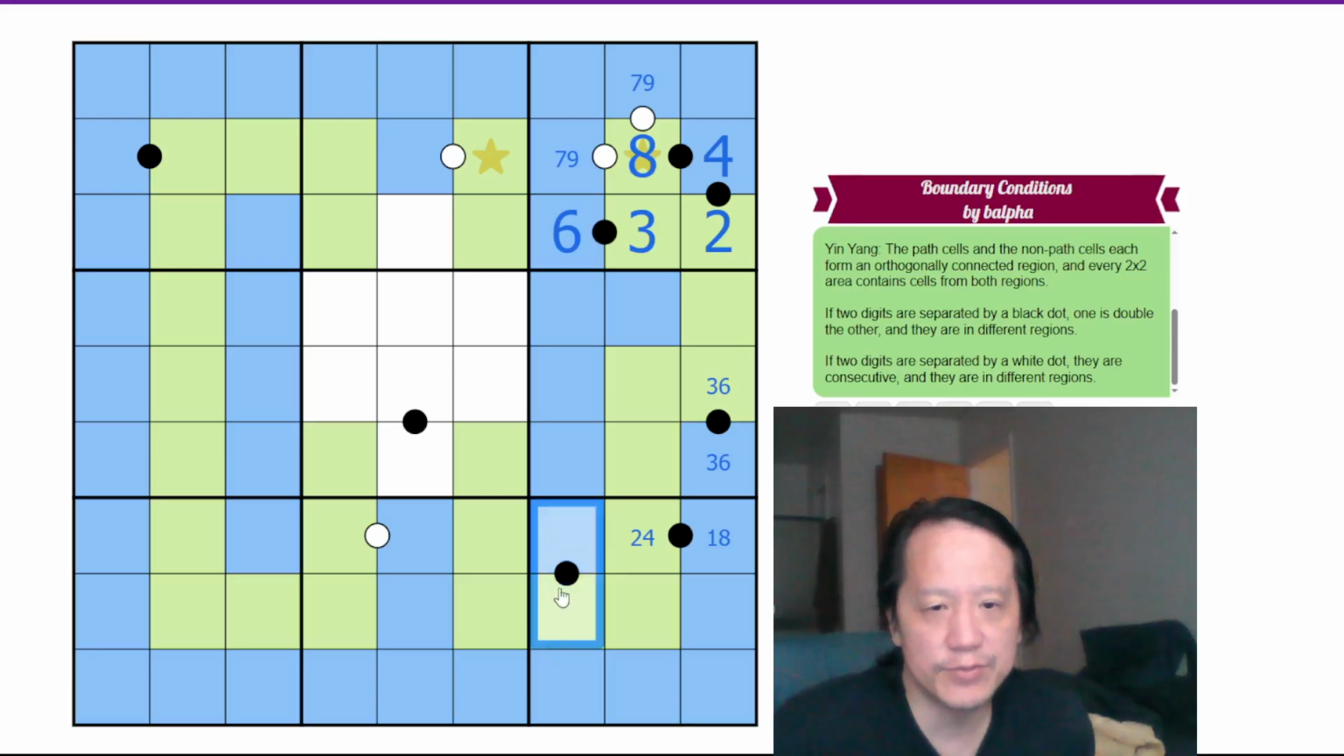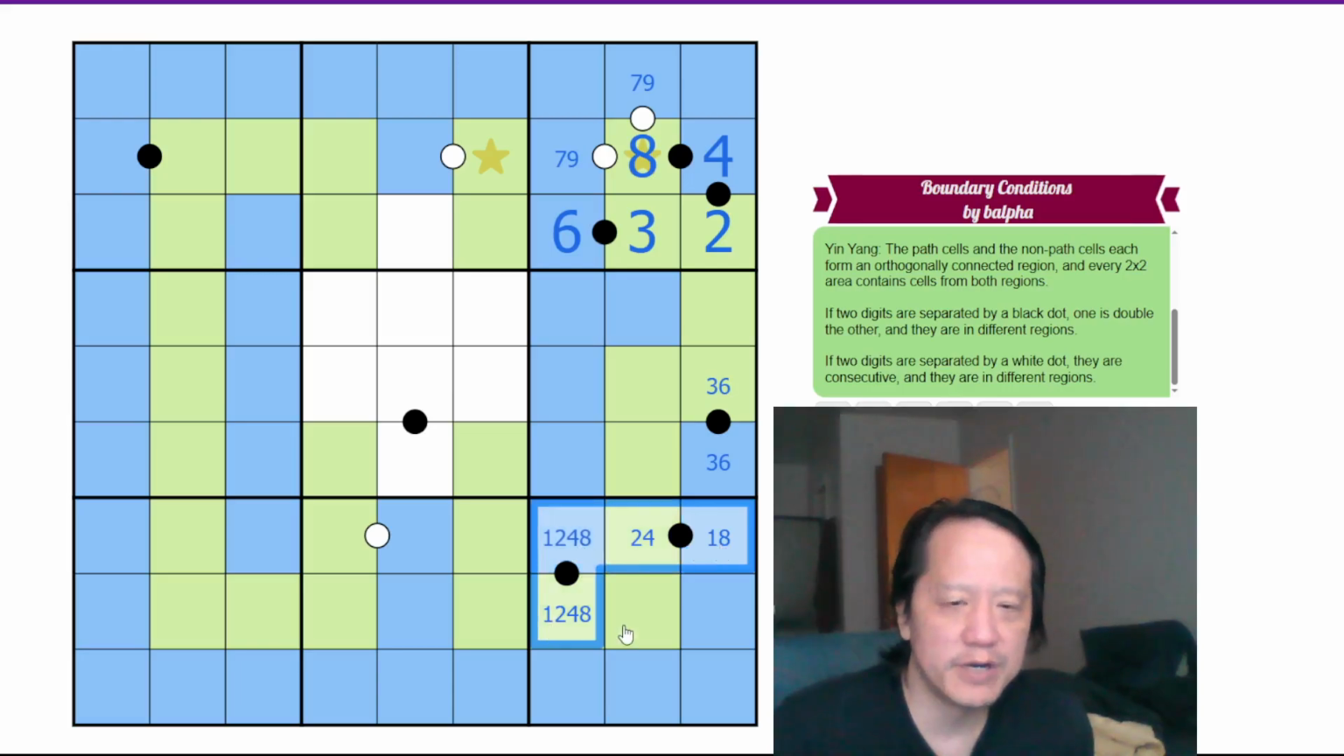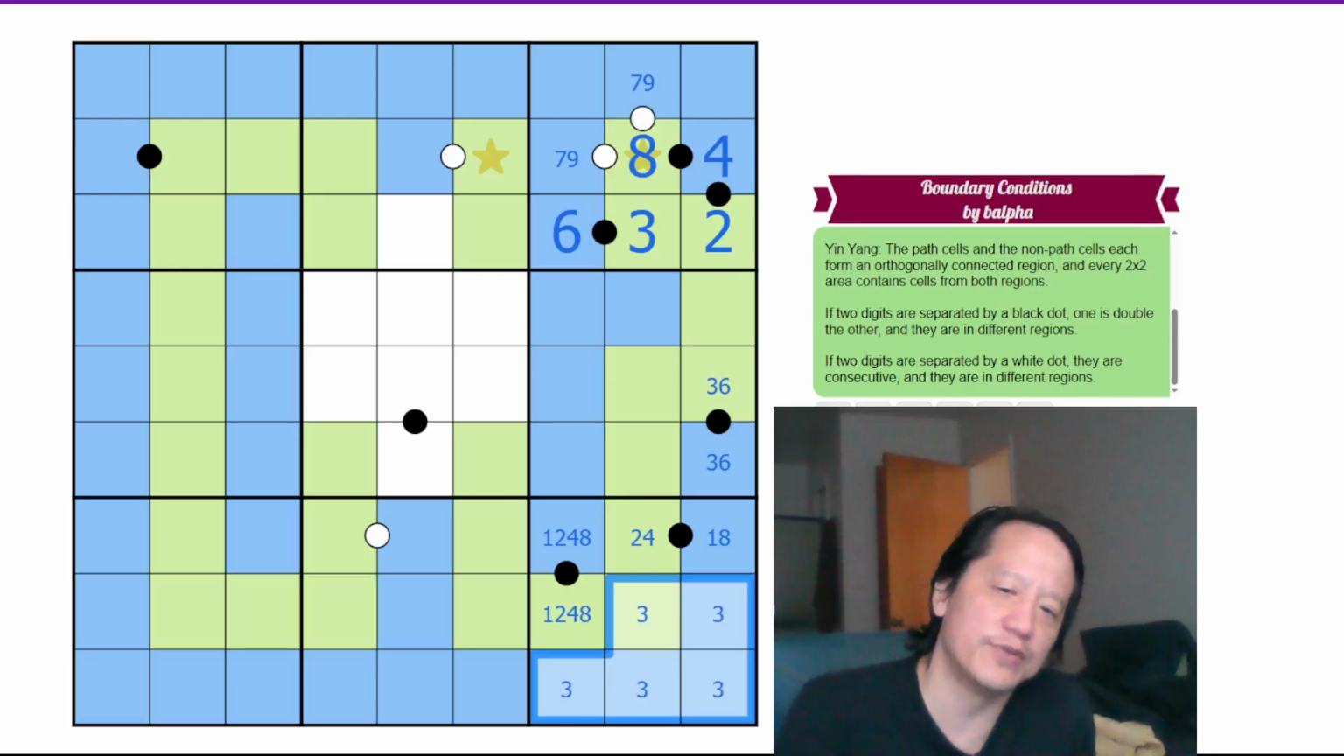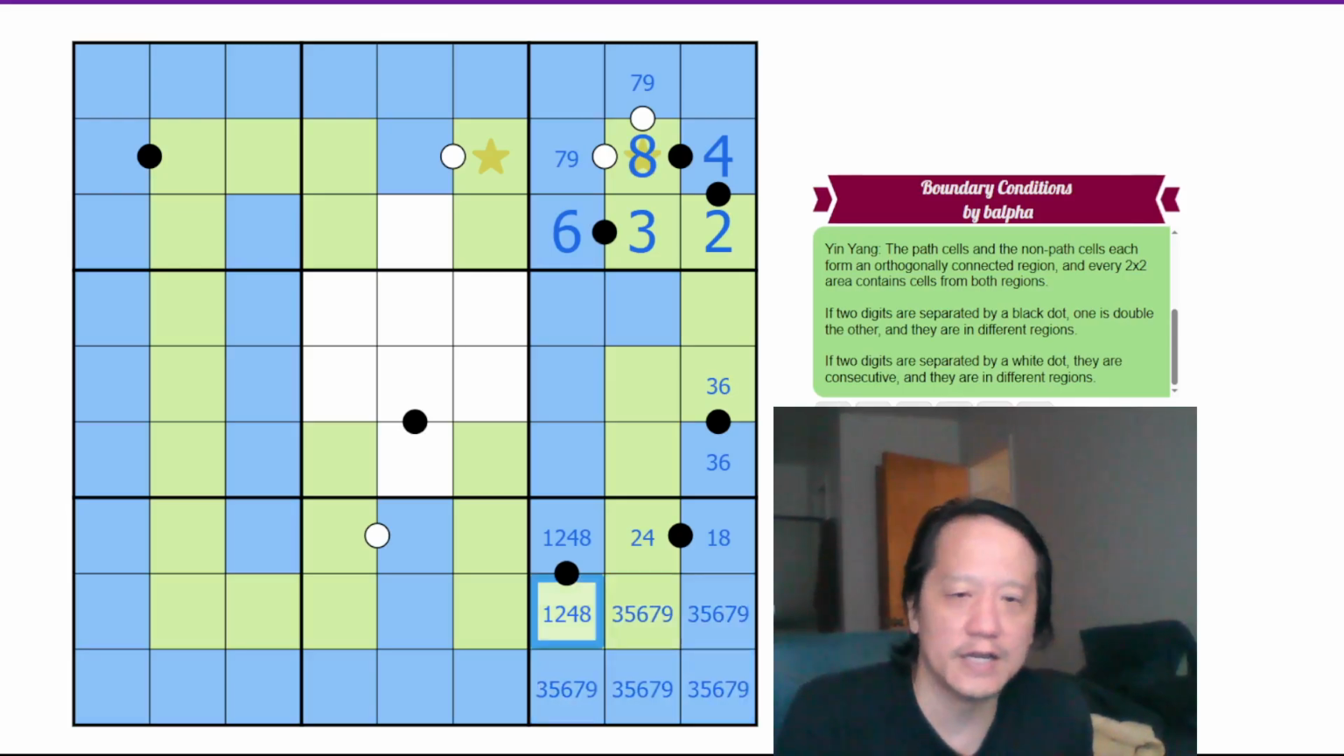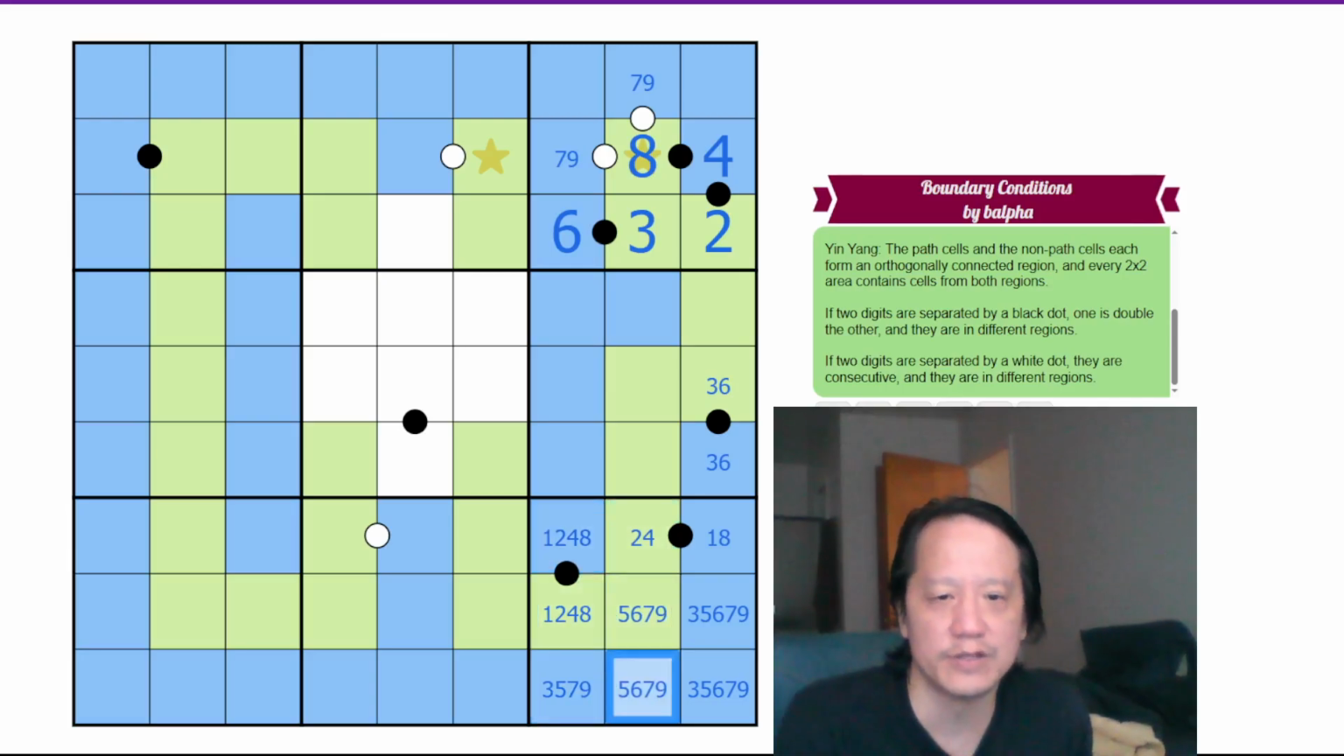This cannot be 3 and 6, so this must be the other digits that are 1, 2, 4, or 8. Because 3 or 6 are not possibilities here because of the 6 in the column. So we have a 1, 2, 4, 8 quadruplet in box 9. That eliminates 1, 2, 4, 8 in the rest of the box. So we are left with 3, 5, 6, 7, 9. And this can't be 6 because of 6 in the column. No 3 here because of 3 in the column.